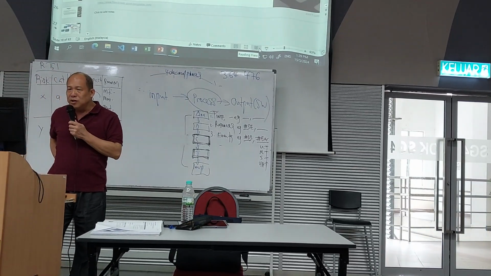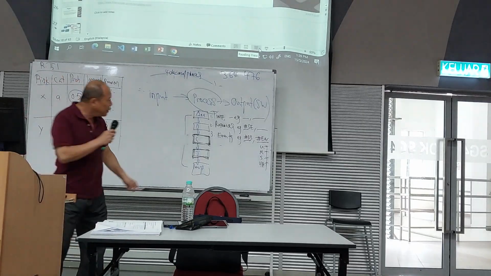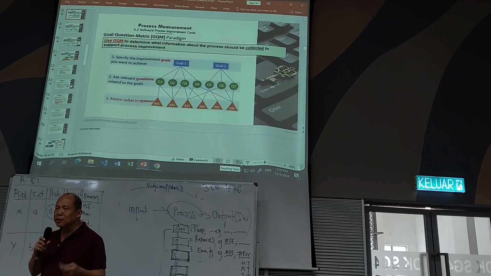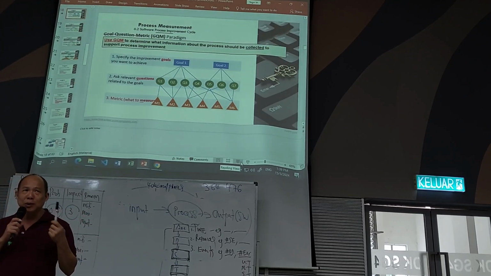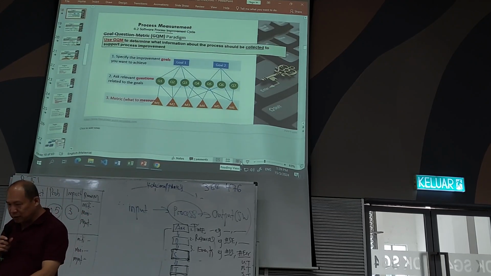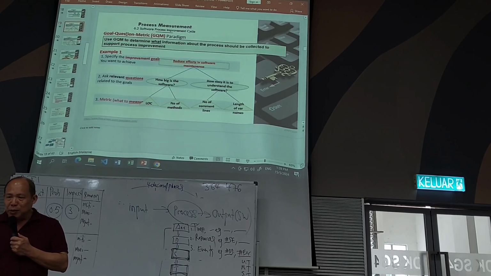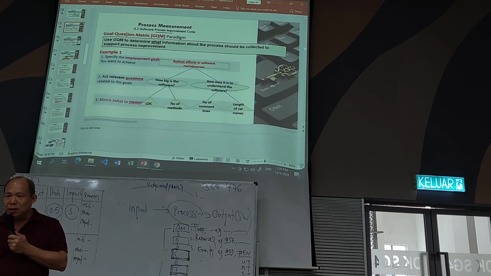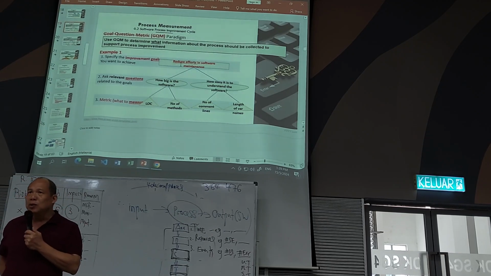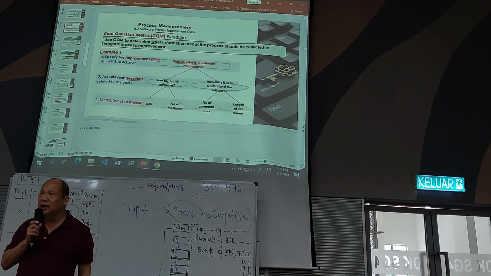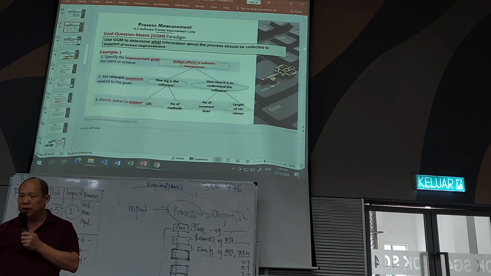So what's the purpose of this GQM? Here you have to do measurement. If you do not know what you want to measure, then use GQM to help you decide what to measure. First you have to specify your improvement goal. There are many things that you can improve. You have to correctly identify what you want to improve.